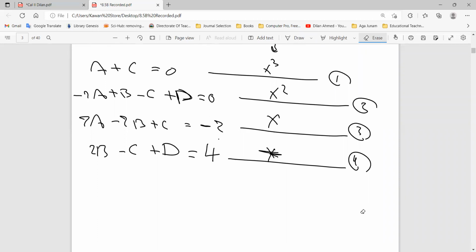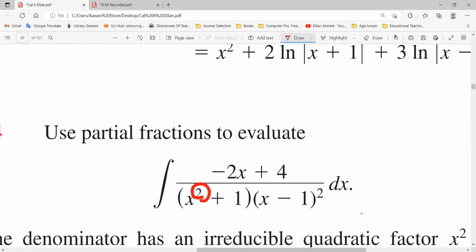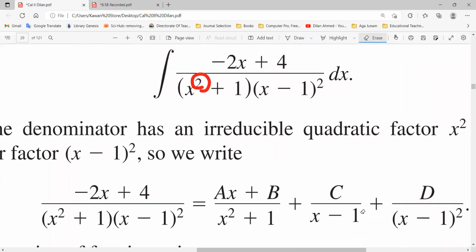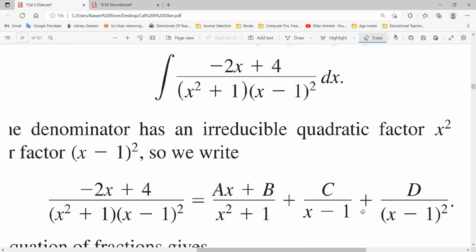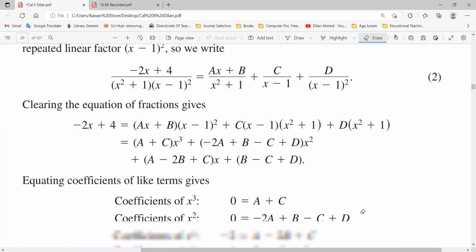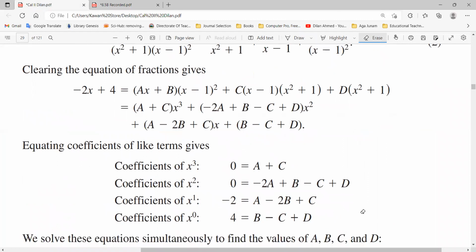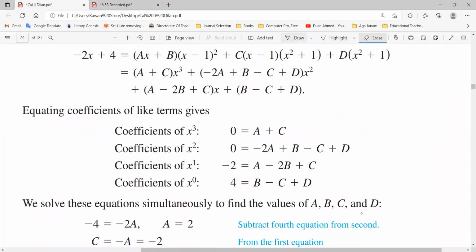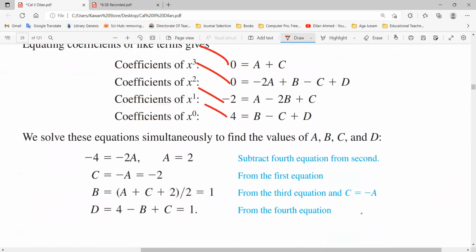And how we find that equation? Try to solve it, it's easy, it's not hard. I'm not going to solve it for you here. And if you want, you can check the value of A and B and C. So here we are. Here are the equations. Equation number 1, 2, 3, 4. Understood? And you will get A equal to 2, C equal to minus 2, B equal to 1, D equal to 1.